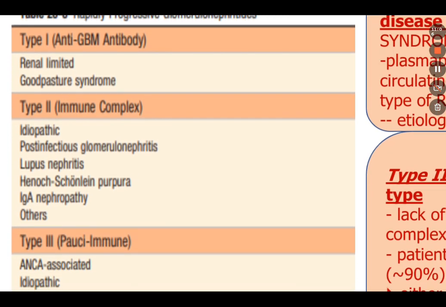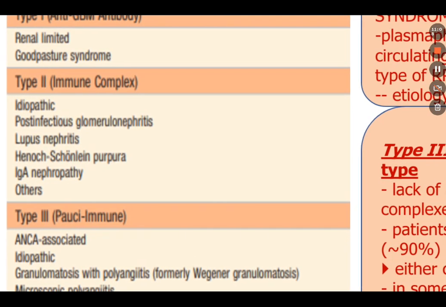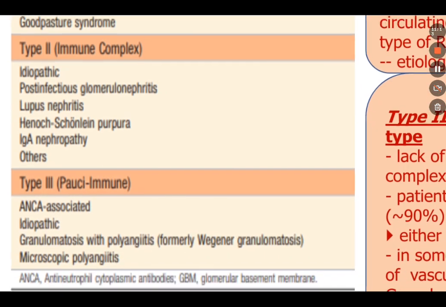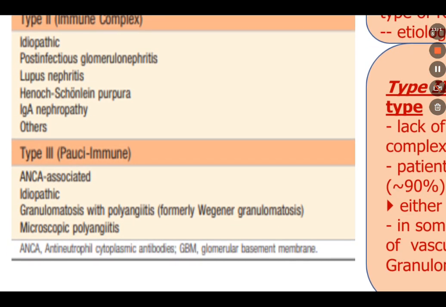Type 2 is immune complex mediated, which is idiopathic or post-infectious, lupus nephritis, HSP, IgA nephropathy. Type 3 is pauci-immune, that is, immune complexes are not seen here. It is ANCA associated, idiopathic, granulomatosis with polyangiitis and microscopic polyangiitis.